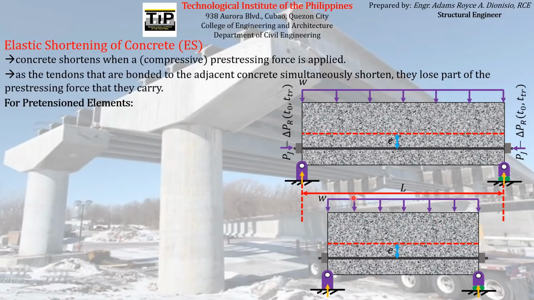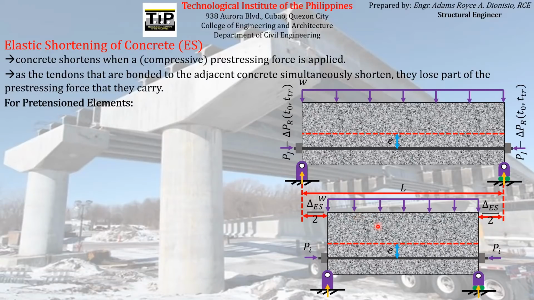If we divide the total shortening equally between both ends of the concrete element, we can say that the amount of shortening experienced by the concrete on this side is just half of the total shortening, and the same magnitude will be experienced on the other end. So if you sum up the total shortening experienced by the concrete, it will sum up to delta ES, if you multiply this by 2, since there are two of them present here in the illustration.